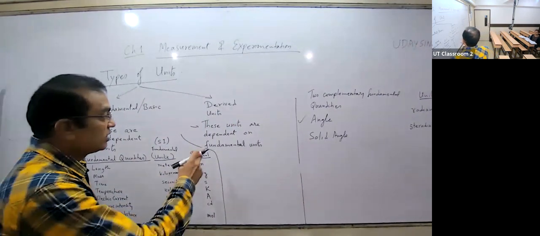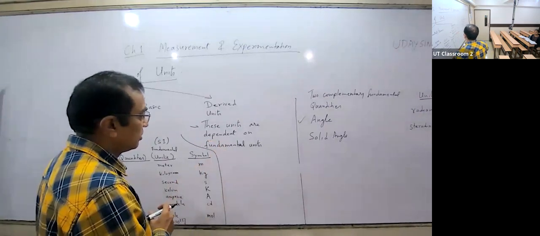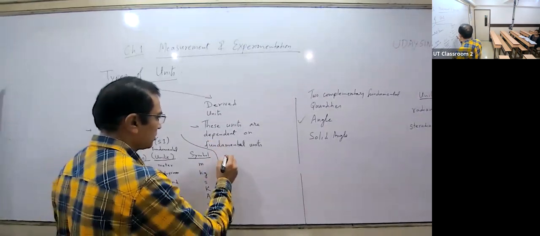What are derived quantities? These units are dependent on fundamental units. So what are the examples? Volume.